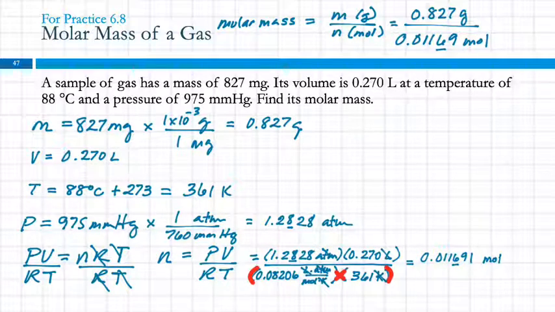And I've got 0.827 divided by 0.01169, which gives .7 grams per mole. Is that a reasonable molar mass? Well, how do we even know? What would be an unreasonable molar mass? -7? Yeah, that was totally ridiculous.